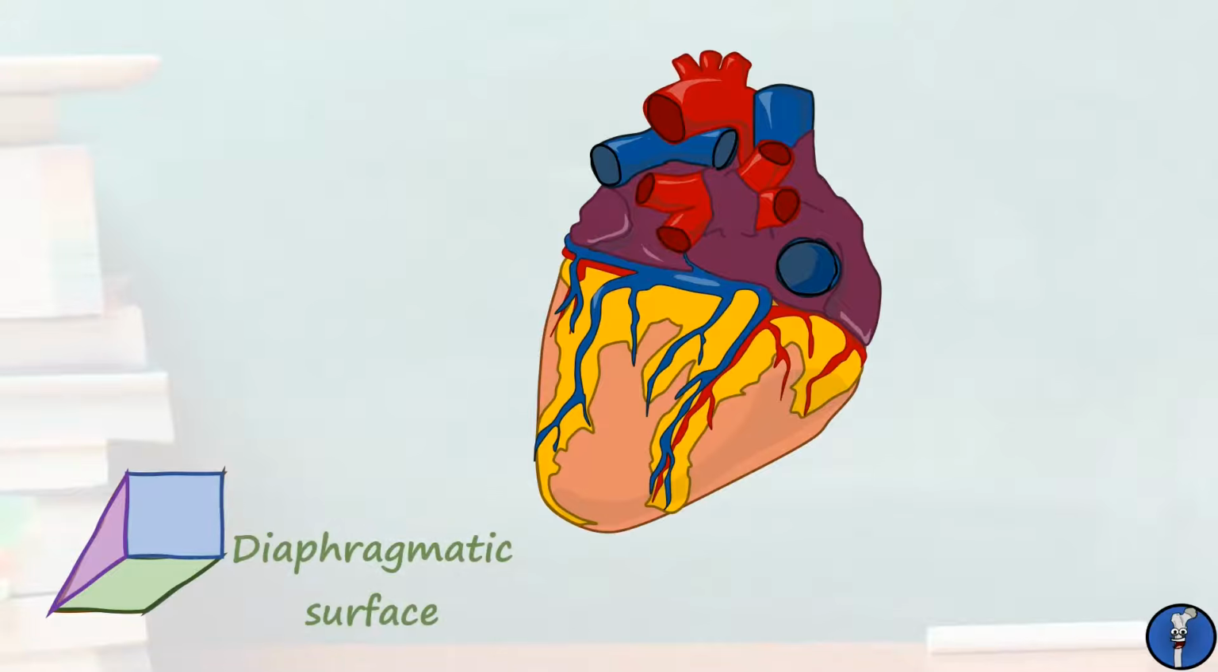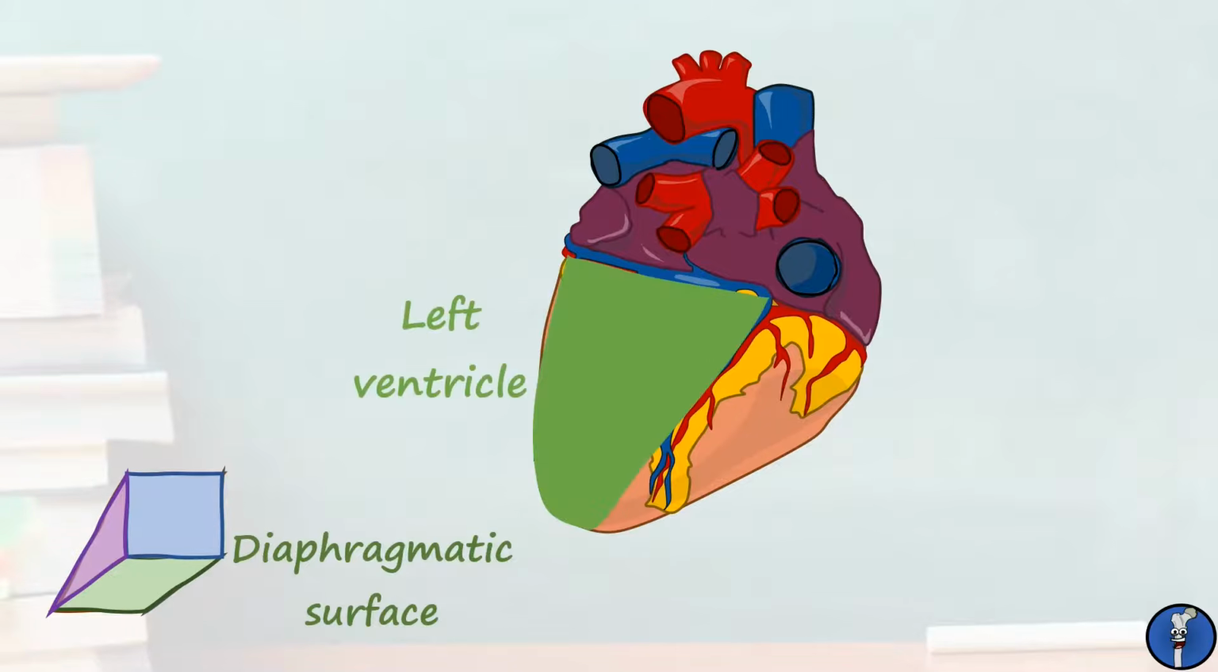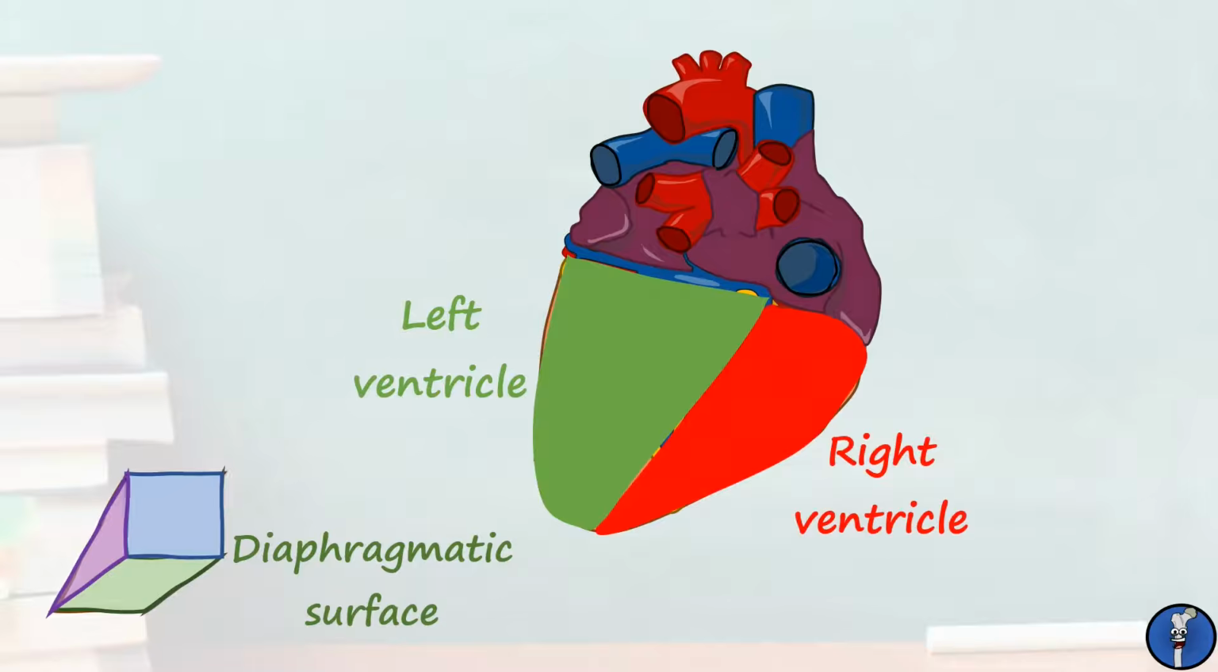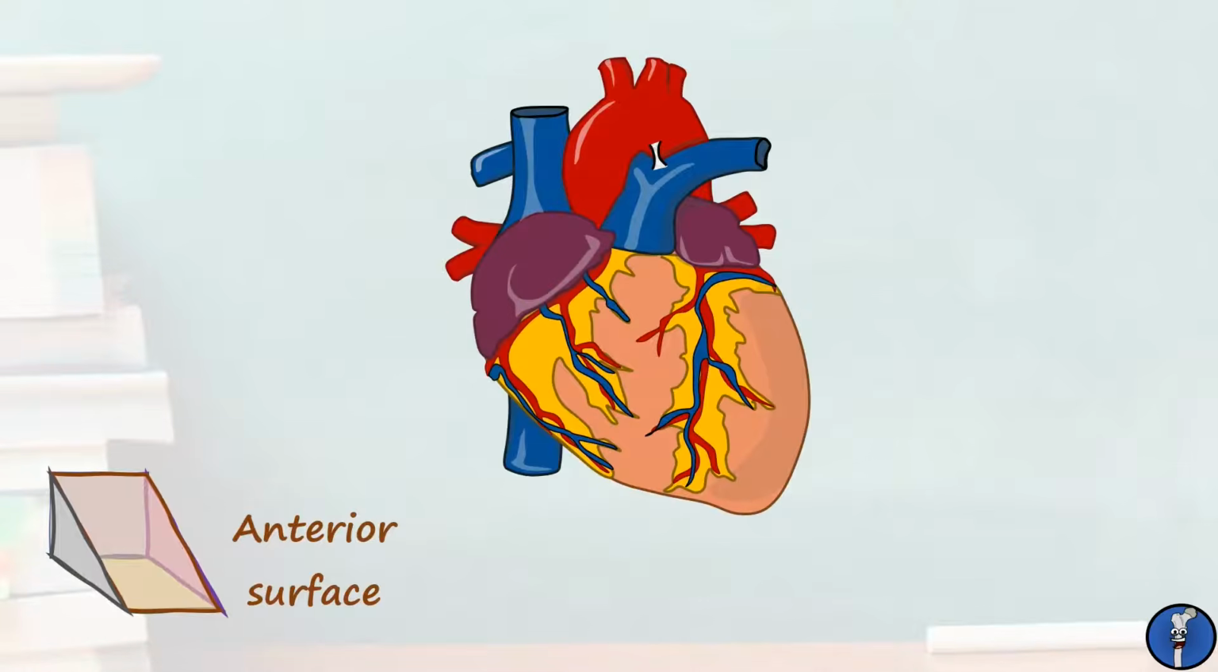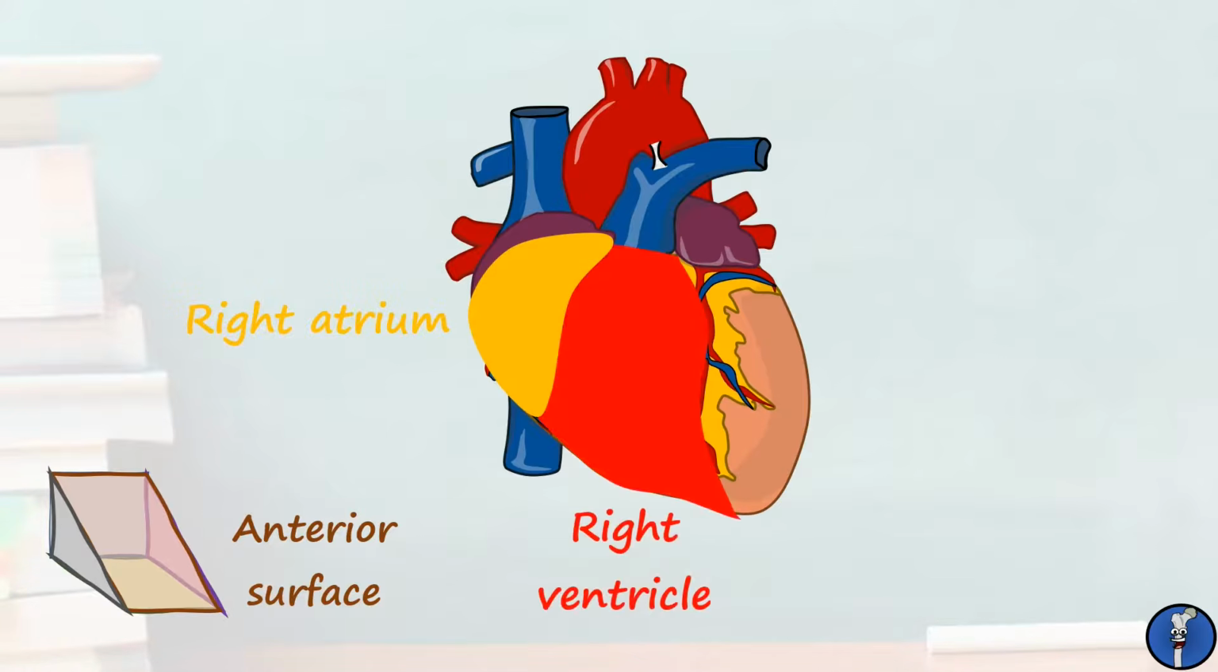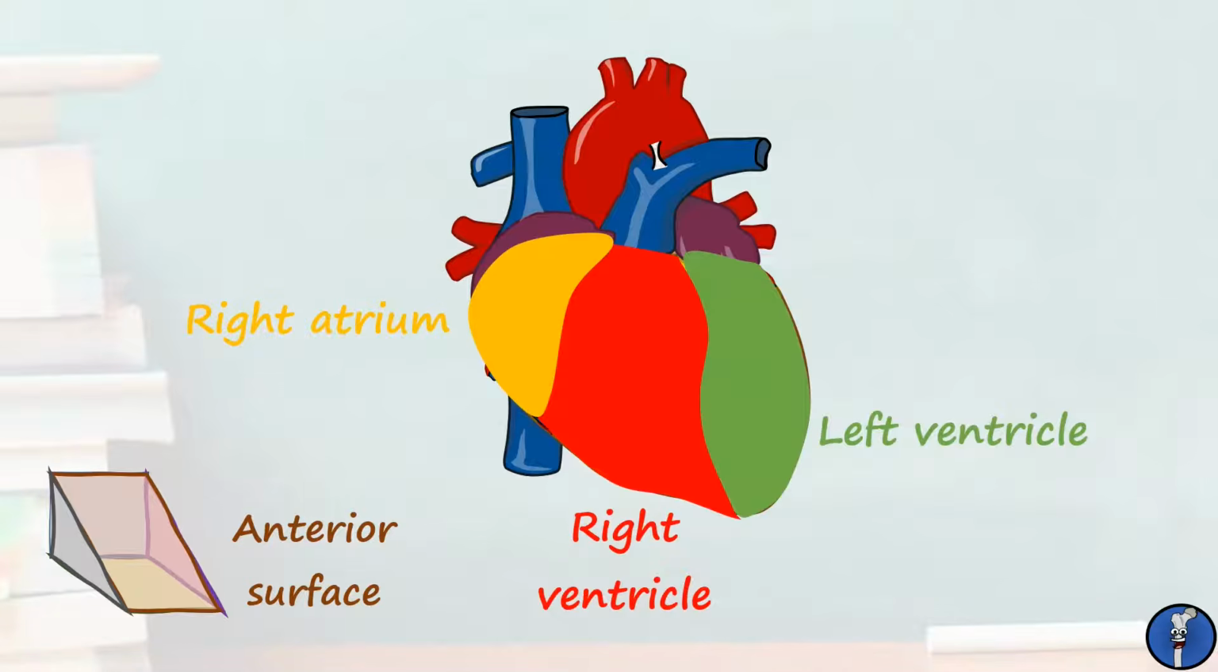Next, the diaphragmatic surface is composed mostly of the left and right ventricle. And the anterior surface is composed primarily of the right ventricle, with some contribution by the left ventricle and the right atrium. The left and right pulmonary surfaces are made up only by the left ventricle and right atrium respectively.